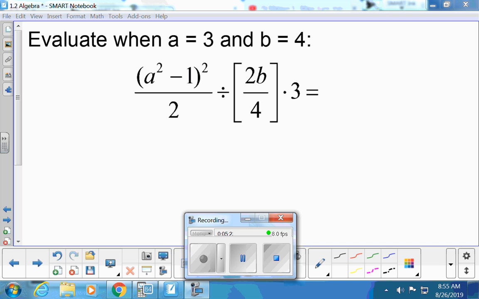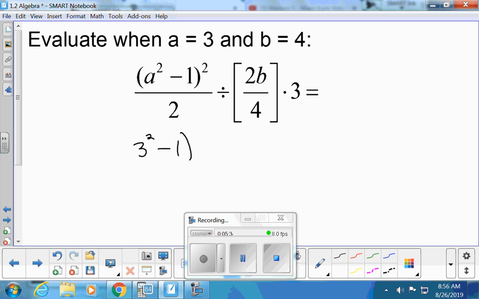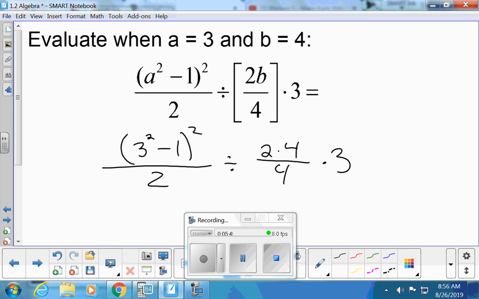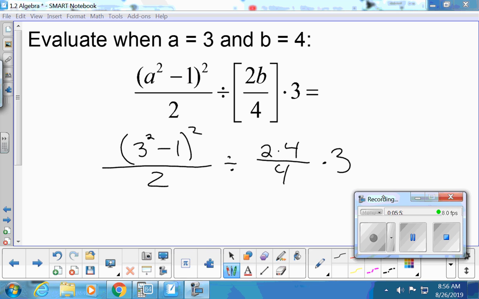All right, I'm going to go pretty slow. And everywhere I see an A, I'm going to put in a 3. And everywhere I see a B, I'm going to put in a 4. Okay? So it's 3 squared minus 1 squared over 2 divided by 2 times B. So B is 4 over 4 times 3. Actually, I don't think we're going to need the reciprocal trick because I think this is going to be an integer. But let's start simplifying things down.